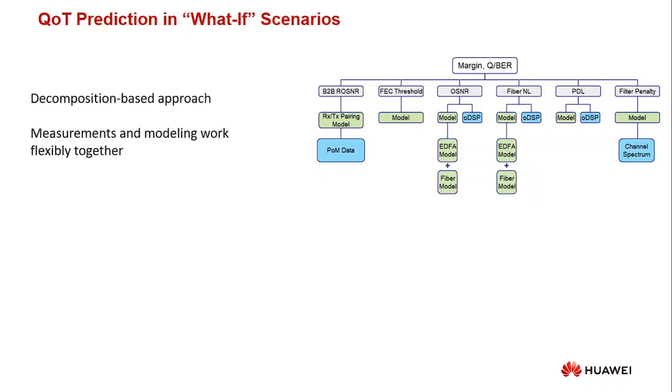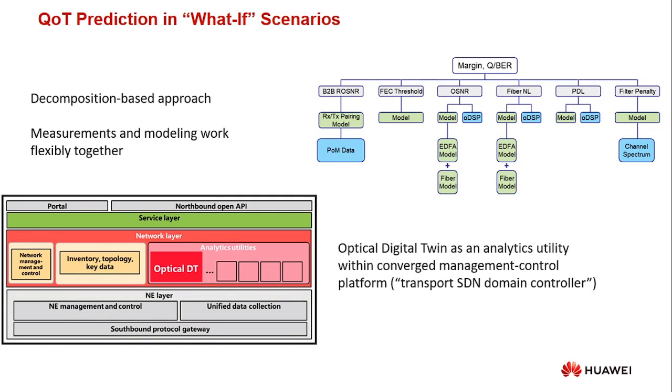So really, this decomposition-based approach, where we isolate the different factors that contribute to margin or margin penalty, lets us use measurements and modeling together, according to what instrumentation or data we may have and what we don't, in all cases of measurement and prediction, to get to the answers we want. Right, and that kind of capability we want to package as a digital twin, generally as an analytics utility that fits alongside other such utilities in or adjacent to some converged management control platform, where most vendors are going. This is really the object that people call a transport SDN.